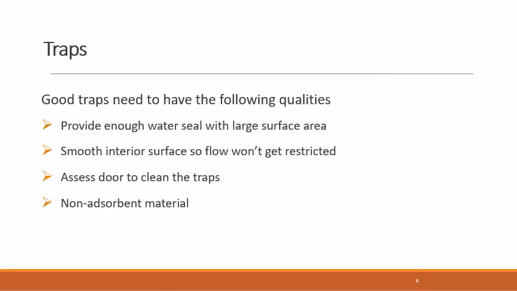First is about the traps. A good trap should have the following qualities: it should provide enough water seal, with a large surface area and smooth inner surface so flow cannot be restricted, an access door to clean the trap, and it should be made of non-absorbent material.